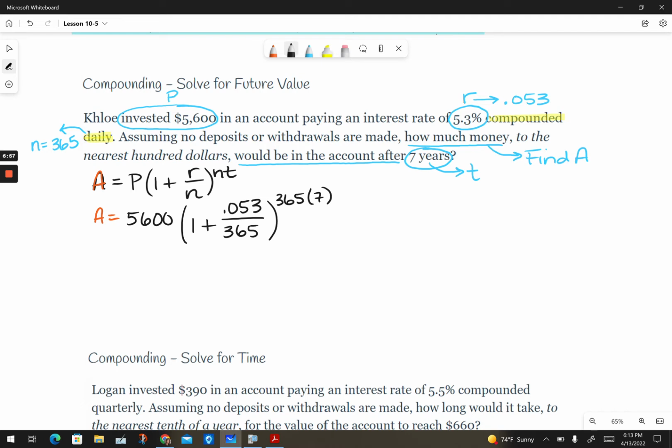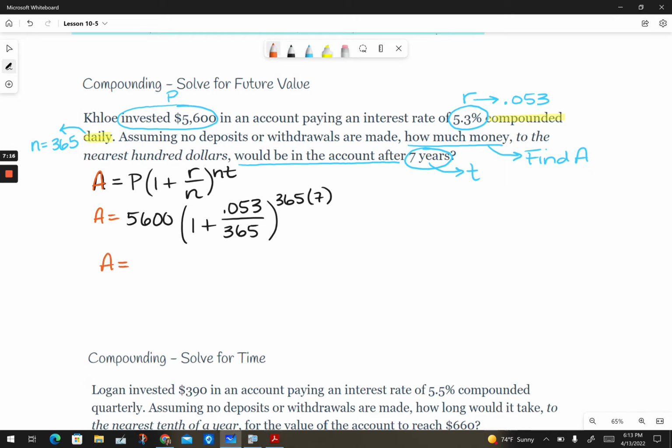Well, notice that my A is already solved for, so all I need to do is plug in these numbers into the calculator and let the calculator do its own work. Okay, let it do all the heavy lifting. So A is already isolated. So let's go here and type away.